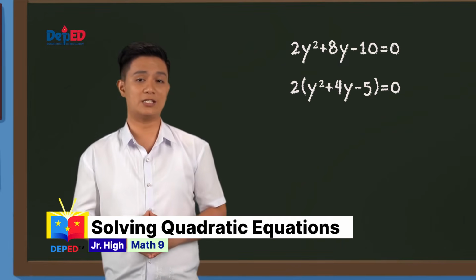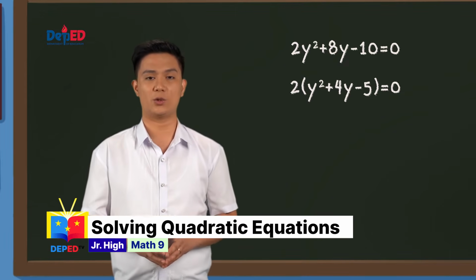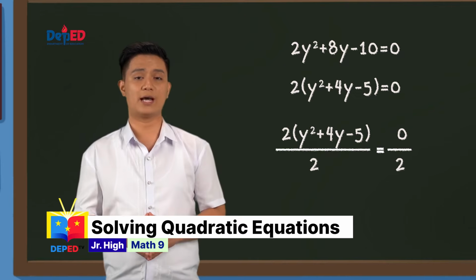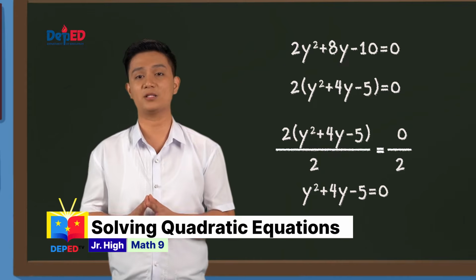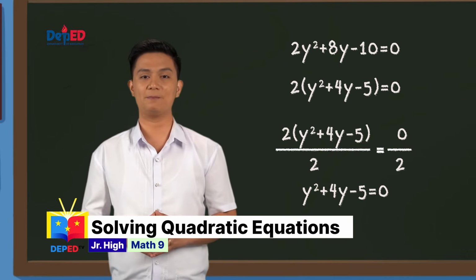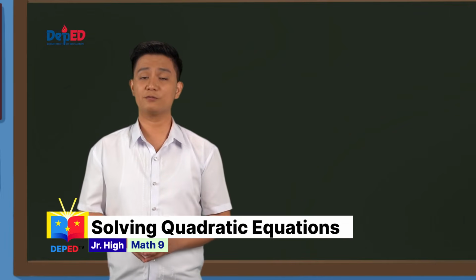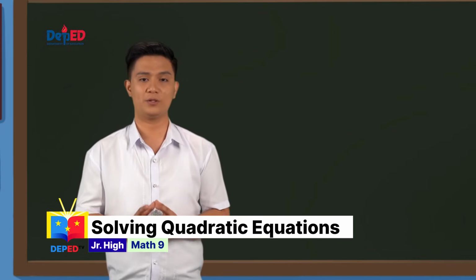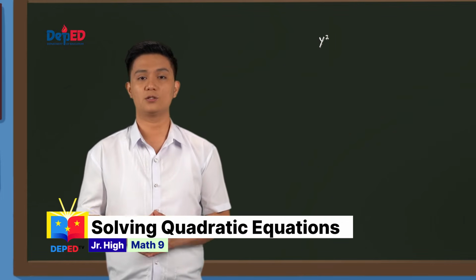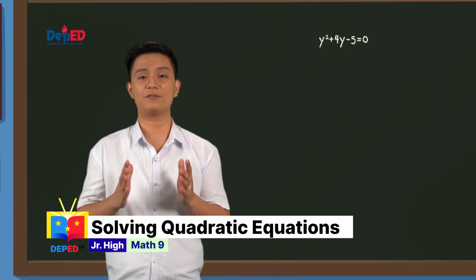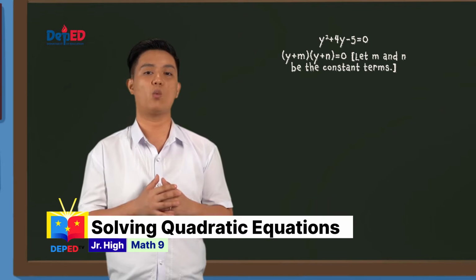We can eliminate this GCMF since it's a constant and will not produce any root of the equation. By dividing both sides by 2, we are left with a trinomial y squared plus 4y minus 5 on the left side of the equation, and this we have to factor. The factors of this trinomial must be two binomials, since the leading coefficient is just 1. So we are sure that the first term of each factor is just the square root of y squared, which is y.